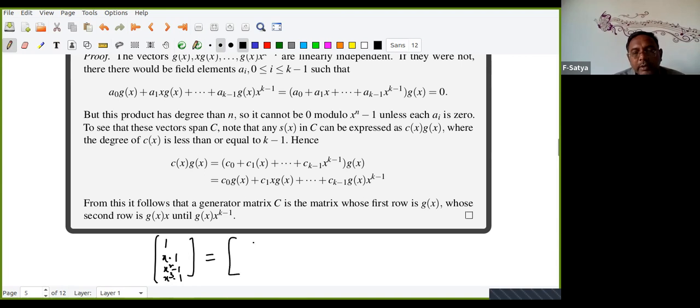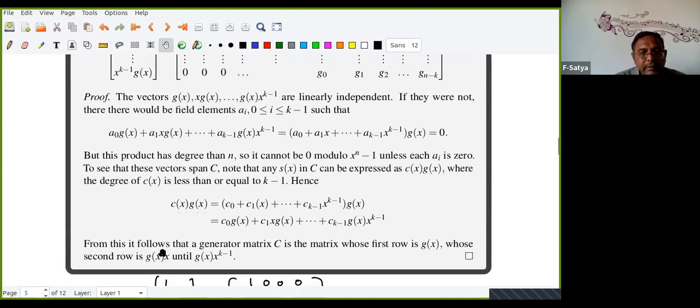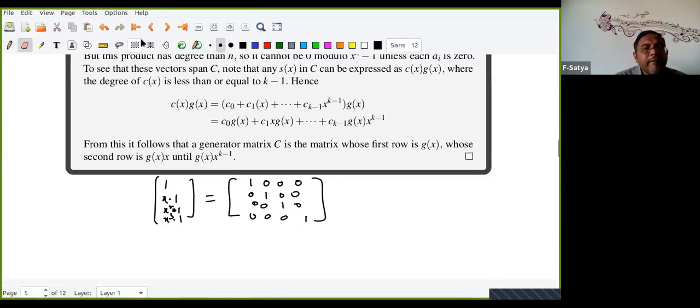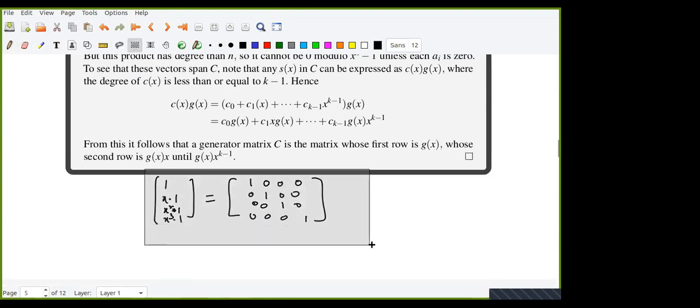Now, what is the polynomial for 1? 1 means 1 plus 0x plus 0x square plus 0x cube. x into 1 means 0, 1, 0, 0. x square into 1 means 0, 0, 1, 0. x cube into 1 means 0, 0, 0, 1. Am I clear? Mehak? Yes, sir.